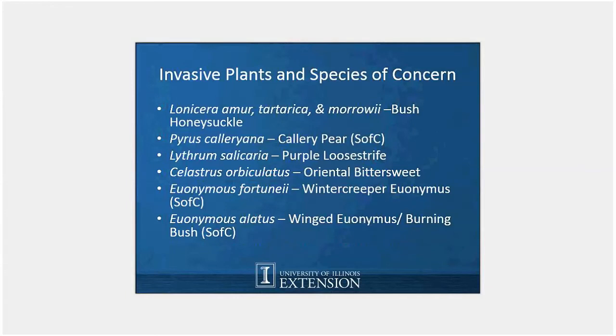In regards to plants tonight, we're going to look at the bush honeysuckles; Pyrus calleryana, the Callery pear, which we're labeling a species of concern; Lythrum salicaria, which is purple loosestrife; Celastrus orbiculatus, which is Oriental bittersweet; winter creeper euonymus, a species of concern that is not necessarily recognized as invasive but that we are watching; and burning bush, very common in landscapes because of its desirable trait of bright red fall color. We're going to go over these six tonight, and then eventually get to some controls.